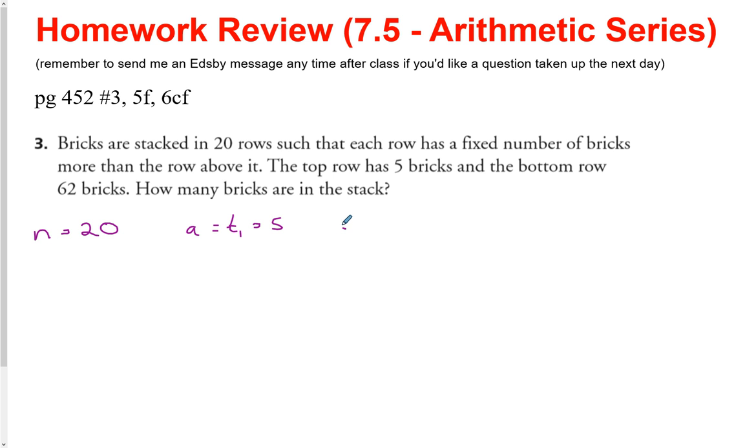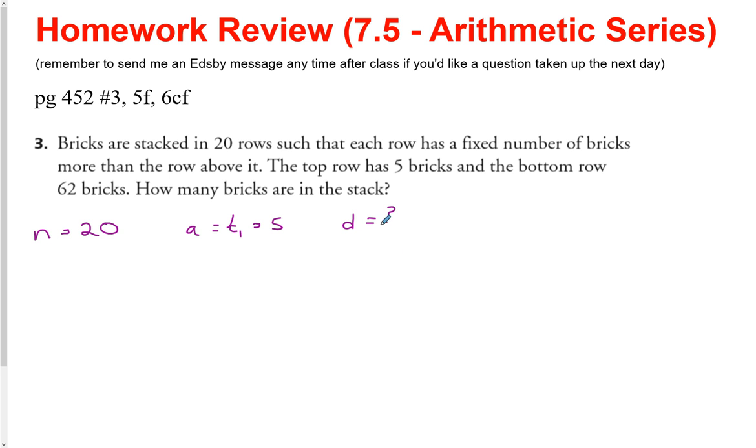Now you might next say, are we going to be doing a common difference or a common ratio, right? And that's a good question. But you'll see in the question it tells us about it. It says each row has a fixed number of bricks more than the row above it. So that tells me we're dealing with an arithmetic series. It's going up by the same number each time. It's not multiplying. We're adding the same number each time. So we're looking here at a common difference. So this is going to be d, common difference.